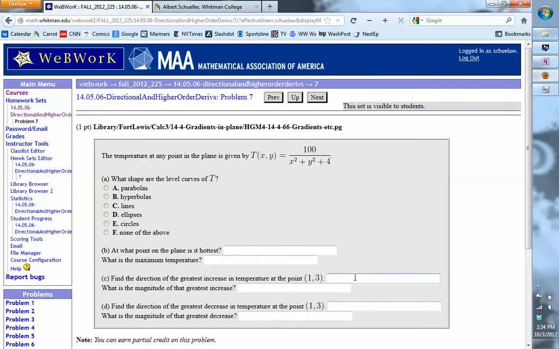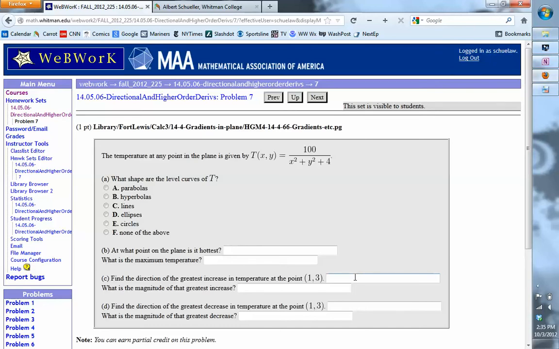So the direction of greatest increase of any function is always the direction of the gradient at that point. So you take the gradient of this function, which is not terrible, but it's going to take a little bit of work. You plug in 1, 3, and that's going to give you the direction of maximum increase. And the magnitude of that greatest increase is really just the magnitude of that vector that you just plugged in previously.